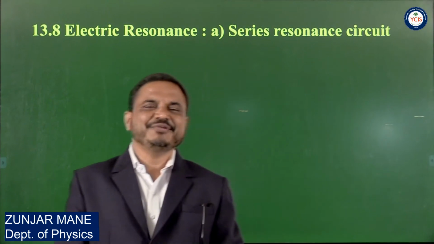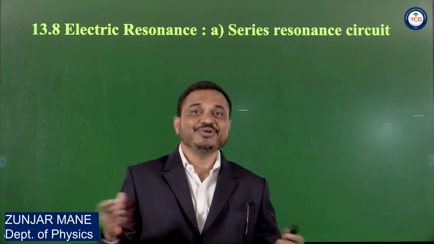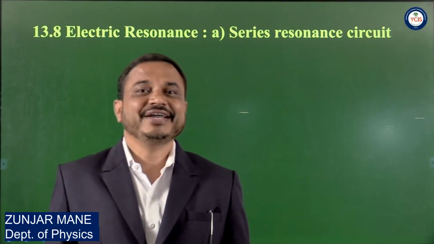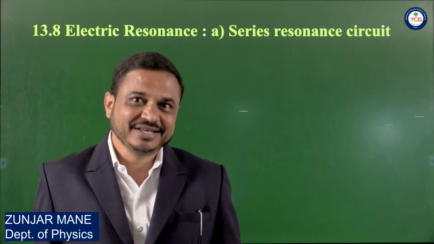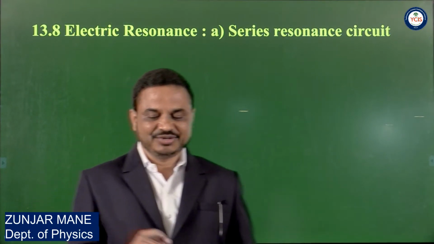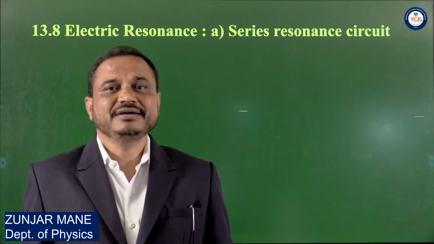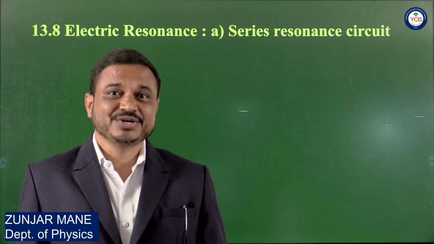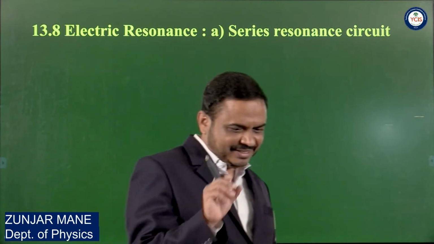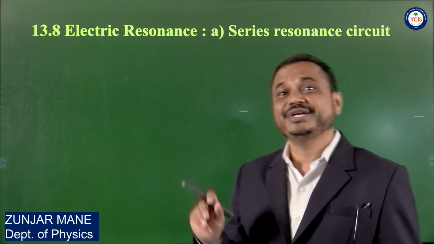Welcome students. In the previous lecture we saw how LC oscillations are produced and how they are utilized in radio and TV transmitters. Now the next article is electric resonance. We see that in radio or TV receivers we can tune a favorite channel or select a definite frequency. So how is it possible?